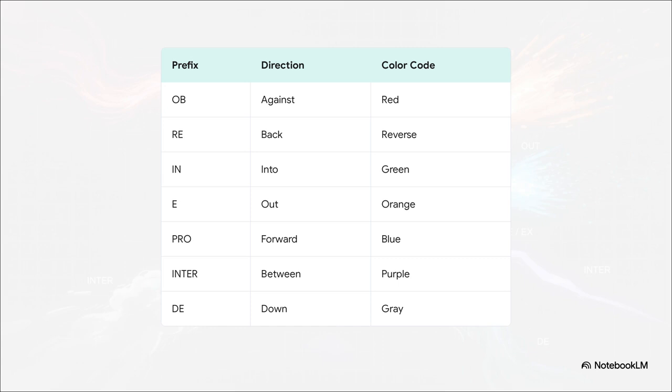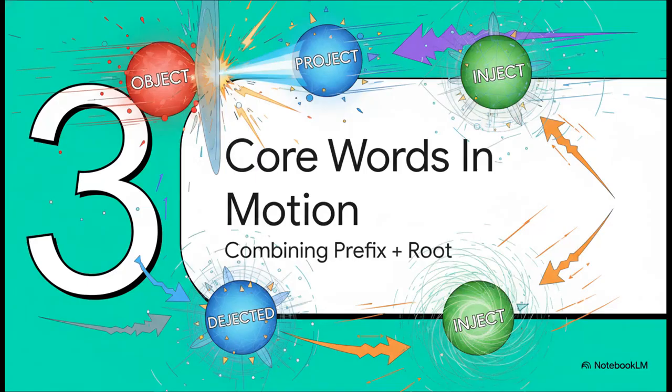IN provides this green inward suction, literally pulling into. E or EX, that's an outward burst, an expulsion field. Pro is a blue propulsion field moving things forward. Inter is a purple spike between flows. And D is a gray downward gravity field. So the prefix provides the direction, and ject provides the force. Let's see how these prefixes collide with our core root in Section 3, Core Words in Motion.